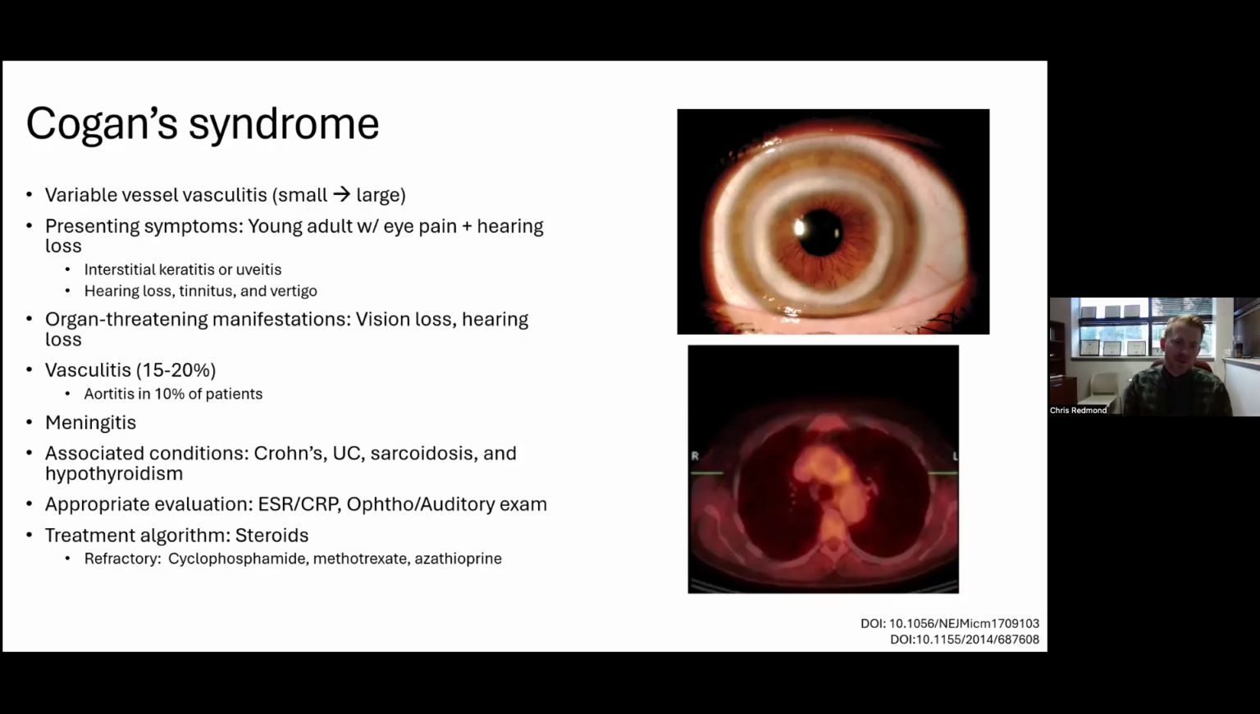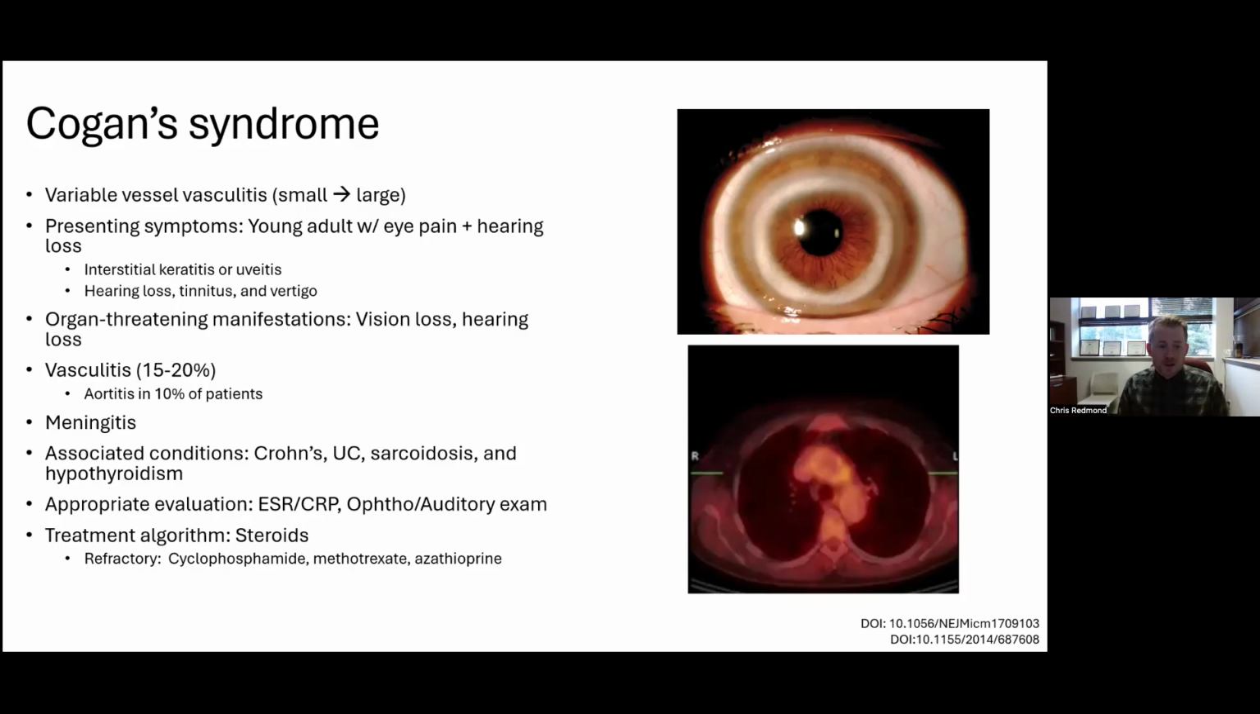The classic patient for this would be a young adult with acute eye pain and hearing loss. A rheumatologist can't diagnose this. You really need the assistance of your audiologist, ENT, and ophthalmology, because you need to find the interstitial keratitis, the uveitis, hearing loss, tinnitus, vertigo, things that are kind of difficult to evaluate in a rheumatology office.